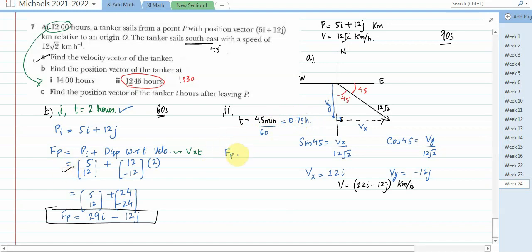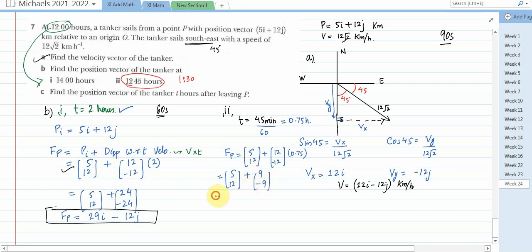So final position is initial position, that is 5 and 12, plus speed is 12 and minus 12, but this time the time value is 0.75. Alright, now simplify it, so that will be very simple. 5 and 12 for the position, plus 12 times 0.75 gives you the value of 9. So it's 9 and minus 9.